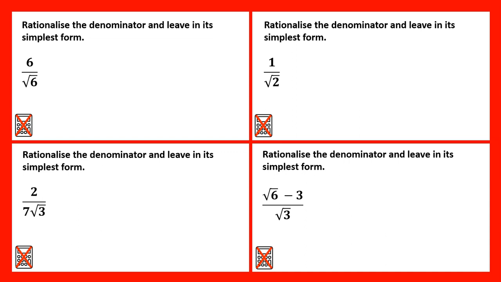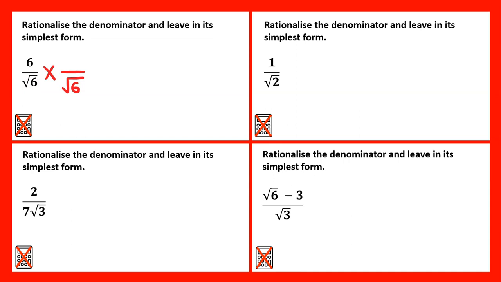Here are the beginner questions, some of the easiest questions that you're likely to find on this topic. Rationalising the denominator means getting rid of the surds from the bottom of the fraction. For the simplest type, you do this by multiplying the top and bottom of the fraction by the surd. So where we have root 6 written as the denominator, we multiply this by root 6 to eliminate the surd.